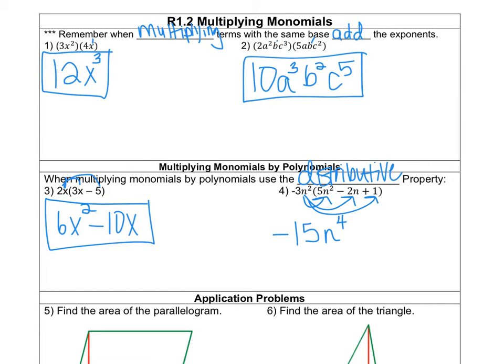Then negative 3n squared times negative 2n. Negative 3 times negative 2 is positive 6. And n squared times n would be n cubed. And then negative 3n squared times positive 1. Well, anything times 1 would just be the original number. So this would just be negative 3n squared.